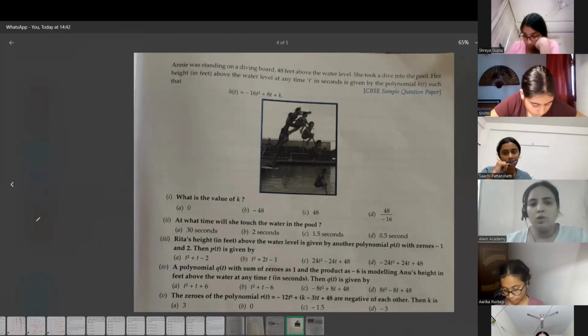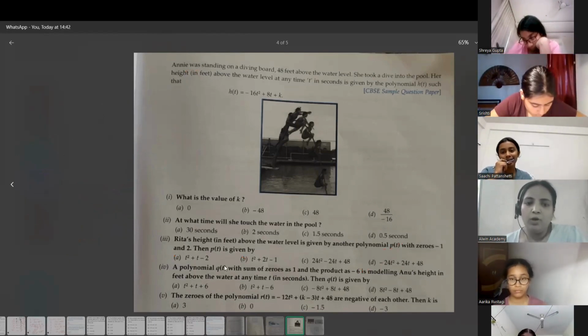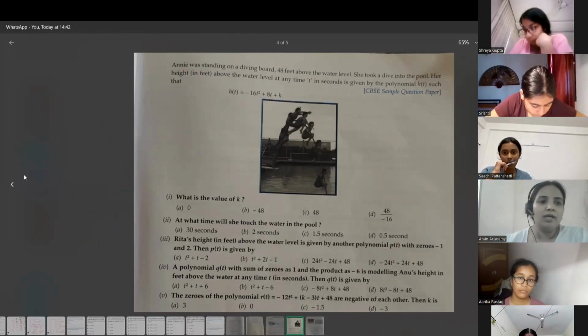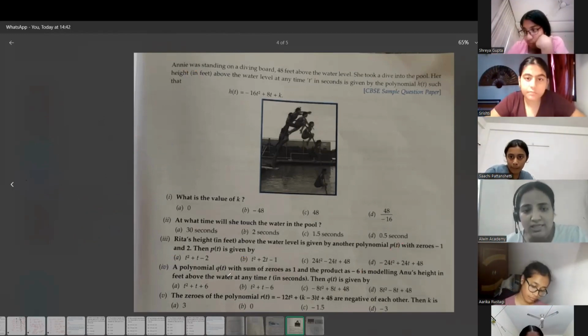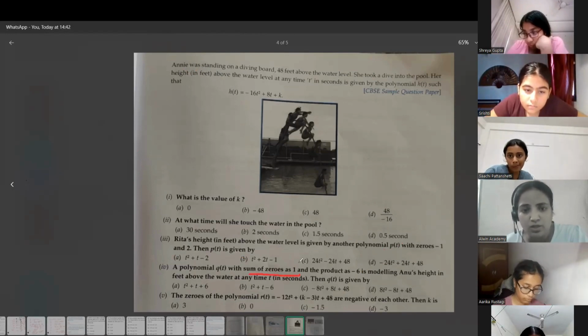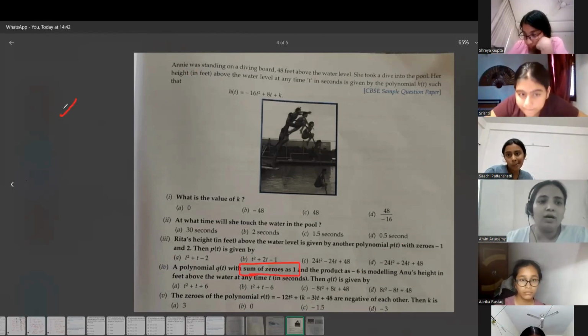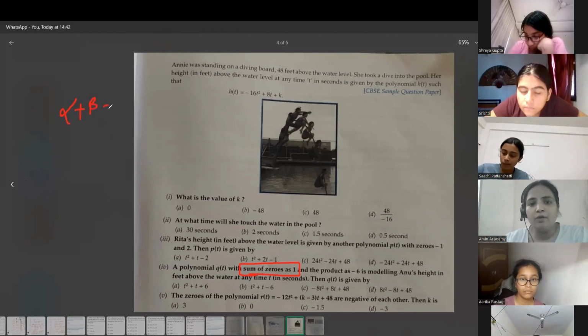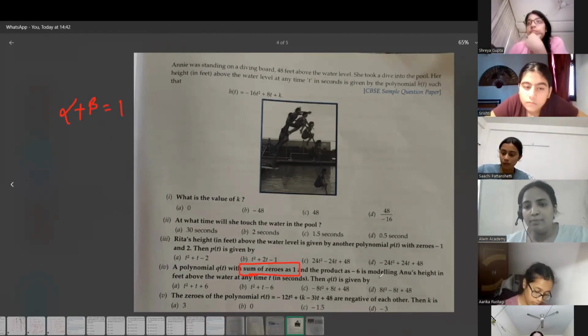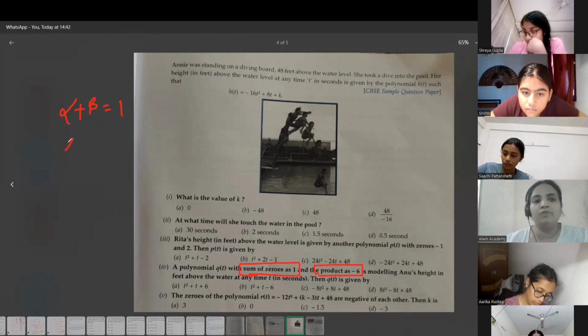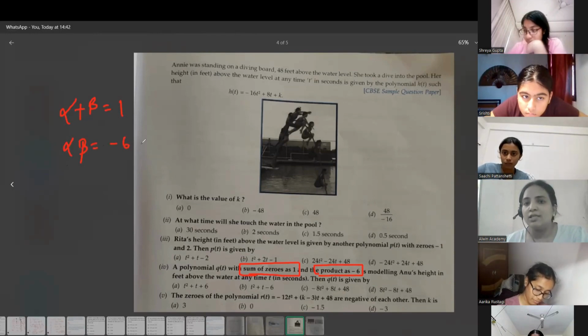Okay. Now going with the next question. A polynomial q(t) with sum of zeros. Keep this in mind, everyone. This is not the zero. This is the sum of zeros now. So alpha plus beta is given to you as 1, and the product is -6. So this time they have processed it for you even. So just eat it. So that is -6.